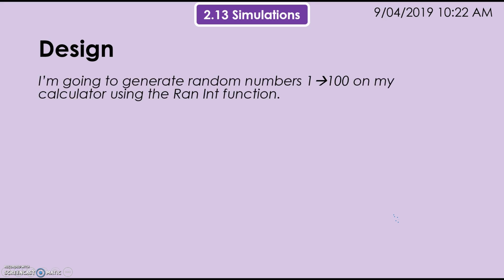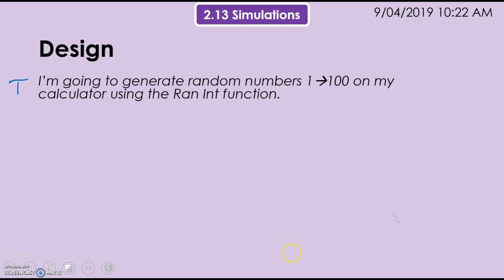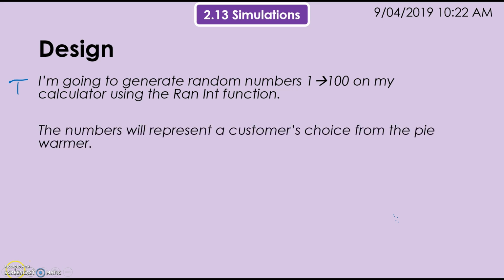I'm going to generate the random numbers 1 to 100 on my calculator using the random int function. So that's obviously the tool part. The numbers will represent the customer's choice from the pie warmer. So this is starting trial.